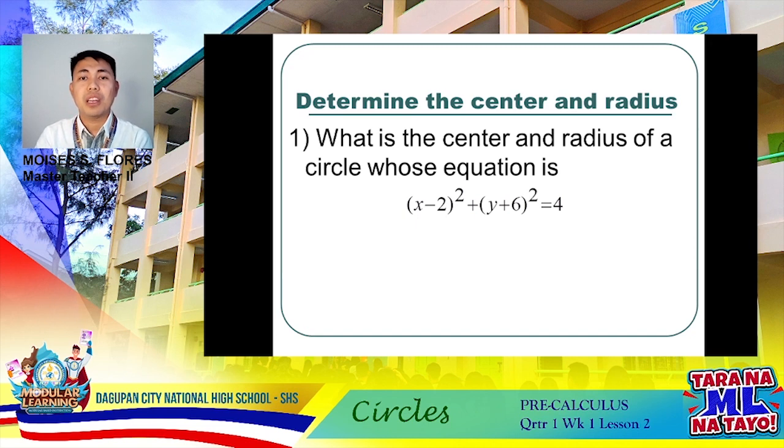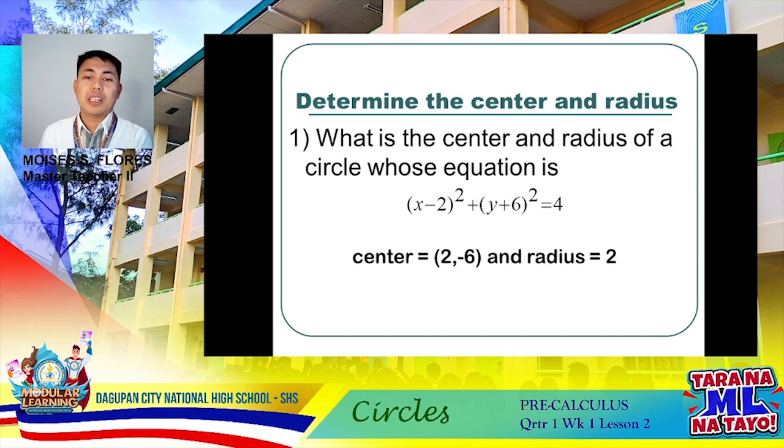So, negative 2 there, you're going to extract that one, so it becomes positive 2. And then the other one, positive 6, becomes negative 6. So, that will be our center. And of course, your radius is just a matter of extracting the square root. So, therefore, the circle is centered at 2, negative 6, and its radius is 2 units.